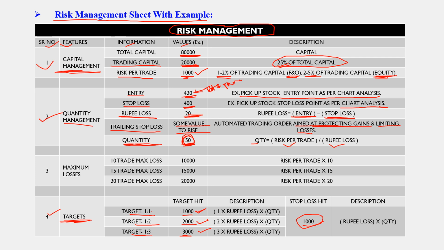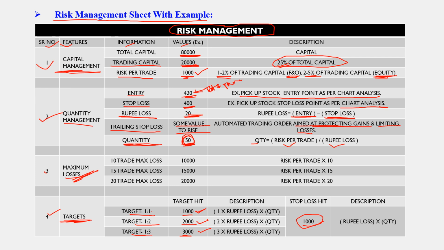Let's consider this is our one trade. Our trading capital will be 20,000, with a 1000 cap in one trade. In case the stop loss hits, we will lose 1000 rupees only. Right, but let's consider what the maximum losses will be and how many trades we need to reach the maximum losses.